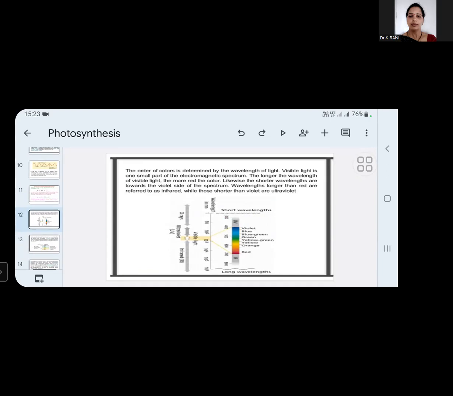The chlorophyll pigments absorb strongly the violet, blue, orange, and red wavelengths, while carotenoids absorb only the blue and violet wavelengths. This is very important. In vitro, when pigments are extracted and dissolved in an organic solvent like ether and exposed to light rays, chlorophyll a will show a maximum absorption at 660 nanometers. Chlorophyll is a complex molecule.